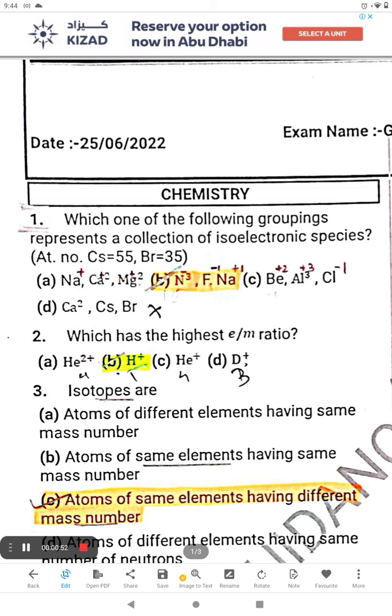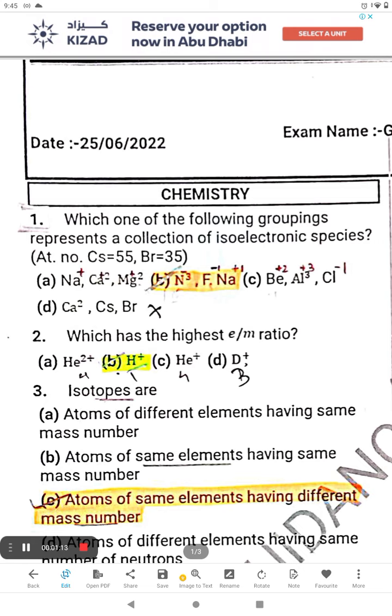So N3- means what? 7 plus 3, 10 electrons. F-1 means 9 plus 1, 10 electrons again, and then Na+1 means again 10 electrons. So B option is the right answer. They are isoelectronic species. C option says Be+2, Al3+, Cl-1.